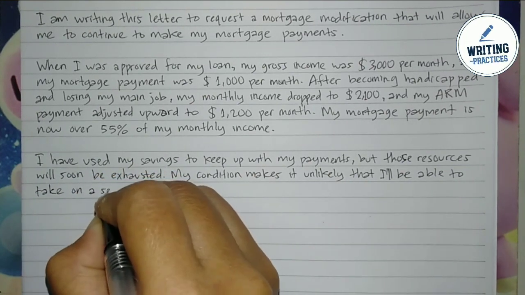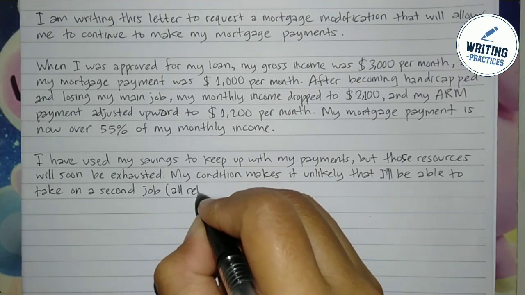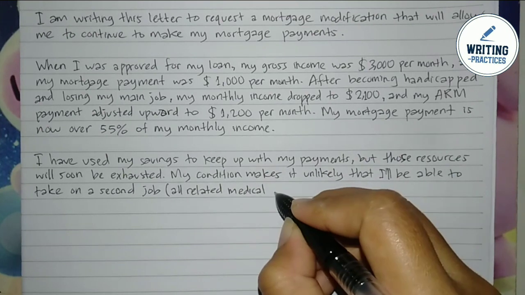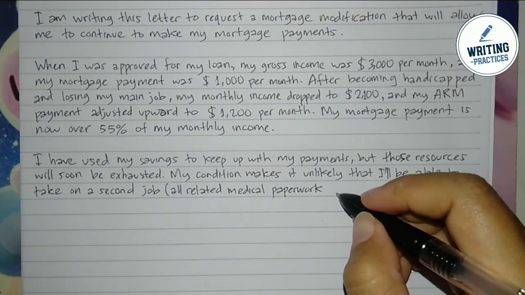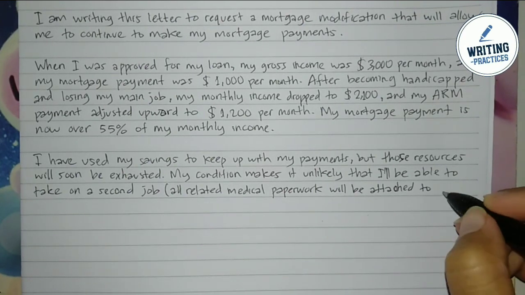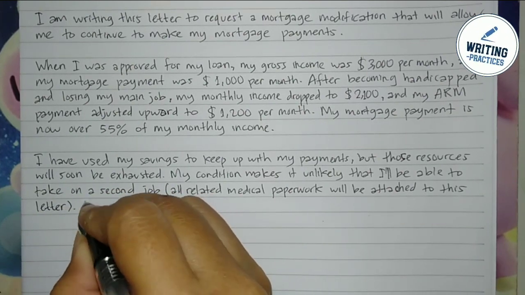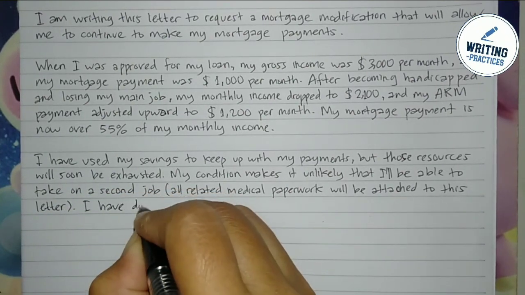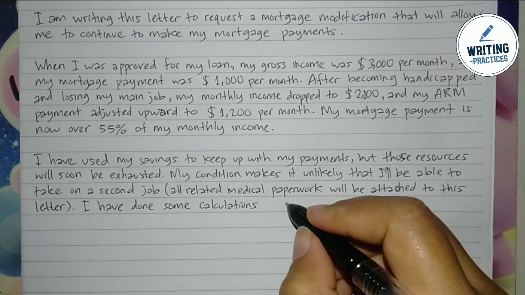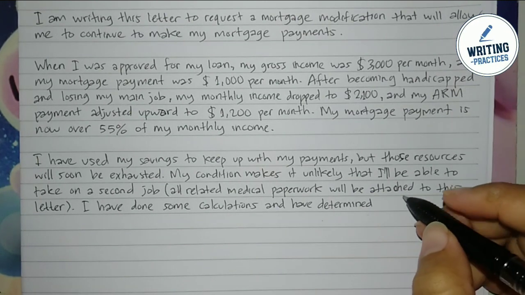And if your condition fits this sample, you can simply write, my condition makes it unlikely that I will be able to take a second job. And write clearly how you attach all related medical paperwork along with this letter as proofs. And since you cannot keep up with the current payment, you should suggest the new one. In other words, before writing this letter, you should be sure how much per month that you are able to pay.